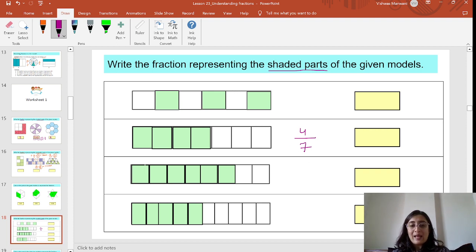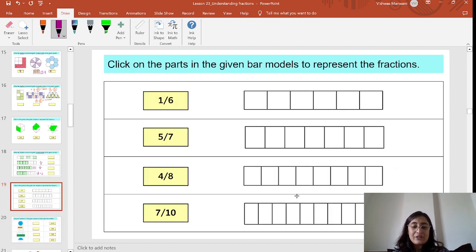Let's do one more example. Here 1, 2, 3, 4, 5, 6. 6 parts out of a total of 8 parts are shaded. So the fraction representing the shaded portion becomes 6 by 8. Okay. And what about this? Here we have 5 parts shaded out of a total of 10 parts. So here I can say that half of my image is shaded.